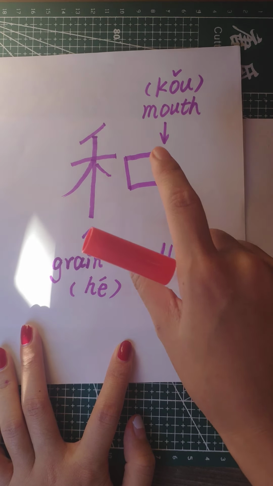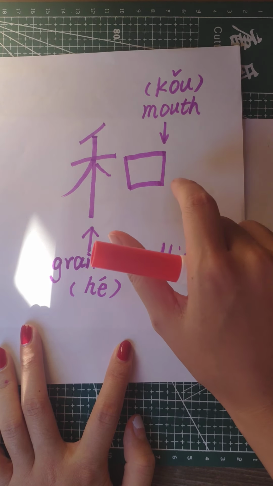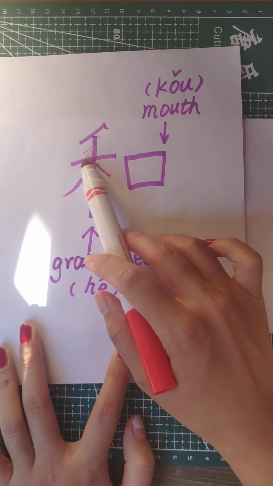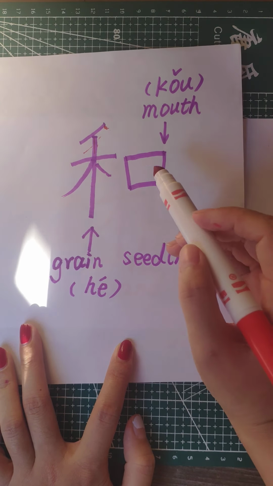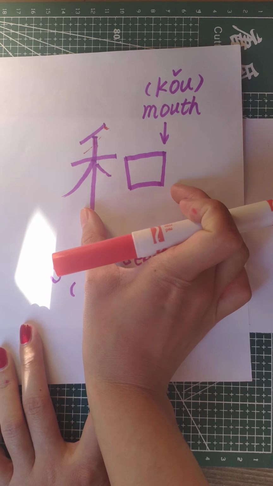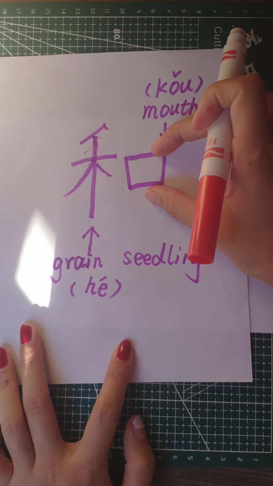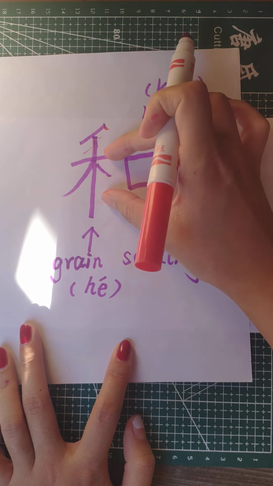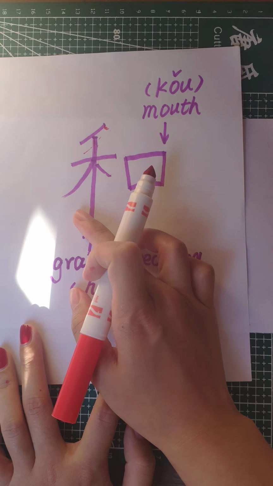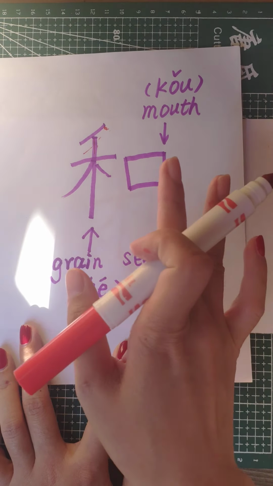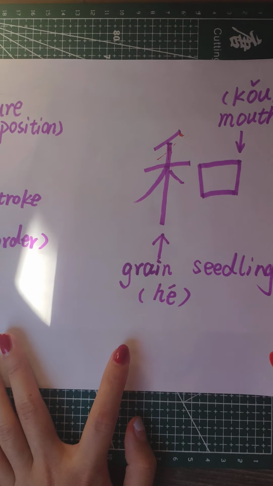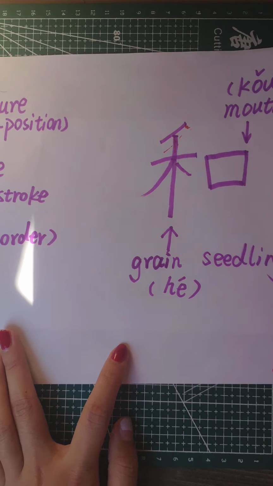And then, after the size, we need to observe the position. See, first we write down the radical 禾 like this. And then, we write down the mouth radical. We need to observe that the mouth radical is almost at the middle of the 禾 radical, right? At the middle part of another radical. So after observing the structure, you have half success for writing a beautiful Chinese character.